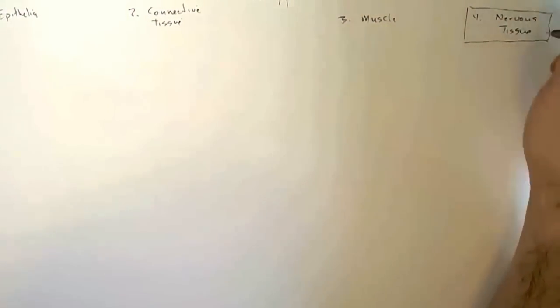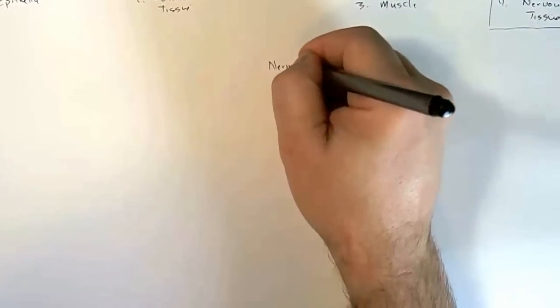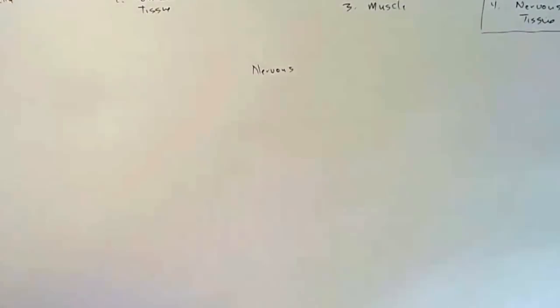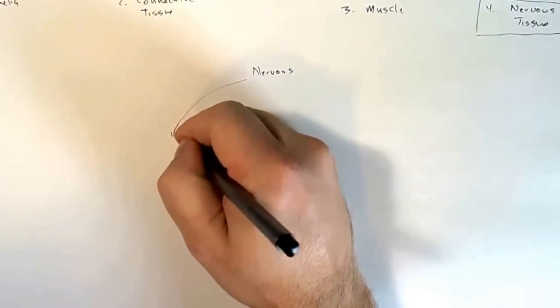Nervous tissue is the simplest of them all because really there's only 5 to 6 cell types. There's 6 cell types, but it depends on if you're talking about the central nervous system or the peripheral nervous system. The main cell type is a neuron.